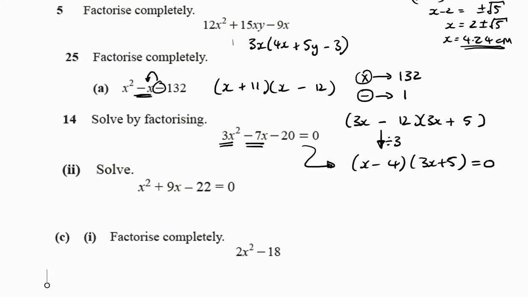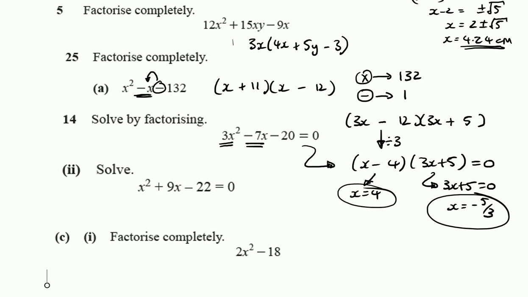I now need to solve the equation, and that means looking at each factor individually. Either x minus 4 equals 0, which means x equals 4, or 3x plus 5 equals 0, which means eventually x equals minus 5 over 3, and a fraction is the best way to represent that solution, so that's how I'll leave it.